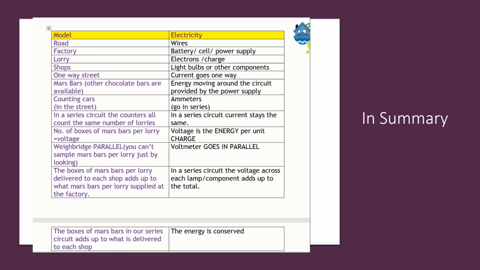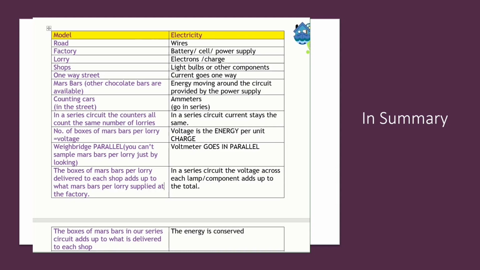Did you manage to fill in the whole model? Does the model make sense? Do you understand that if you use our model and think about what each thing in our model represents, it can help you understand what's happening with our electrical circuits? We're counting cars with ammeters, and you could put those in series. And we found that in a series circuit, all the counters counted the same number of lorries, and that shows that in a series circuit, the current stays the same.